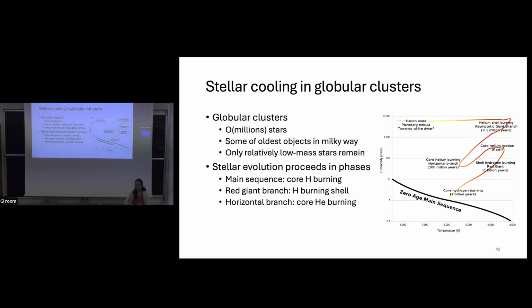So the first stage that stars live through is the core hydrogen burning phase. And so that's this main sequence right here. So you can see core hydrogen burning, 9 billion years. And then depending on the mass of the star, it's going to proceed differently. After all of the hydrogen is burned inside the core of the star, you're going to start having hydrogen burning in shells moving out. That's when you get to this red giant branch.